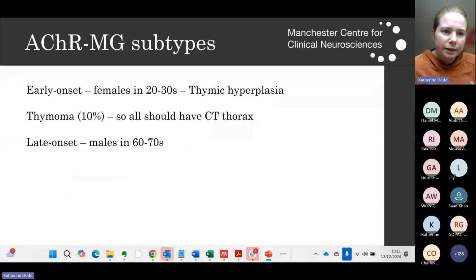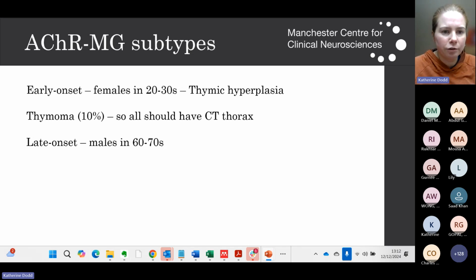With AChR myasthenia, we do tend to split it into 3 subtypes. So you've got early onset in females in their 20s and 30s who have thymic hyperplasia. If you scan the thymus, it's often enlarged, and histologically, if you take the thymus out, you can see this thymic hyperplasia, a sort of lymph node type formation there. That's why you mainly see females in their 20s and 30s with myasthenia, but then you get a second wave in the 60s and 70s, which tends to be males, which is late onset myasthenia.